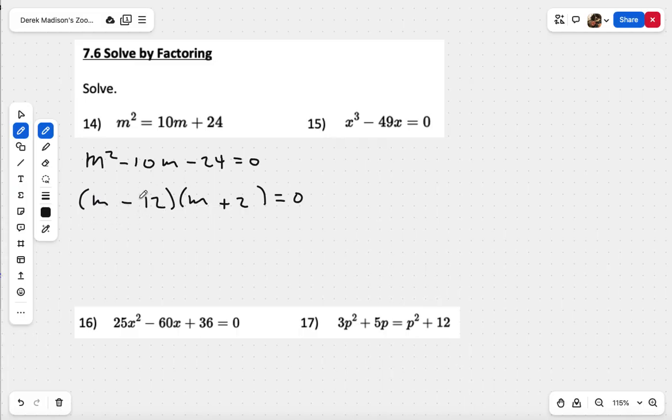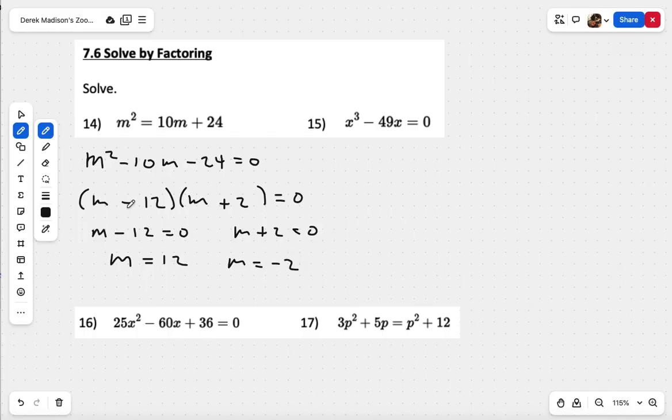From here, we're saying something times something equals 0, so that can only be true if one of these is 0. So to figure out what that would be, I can literally just set it to 0. M minus 12 equals 0, add the 12 over, and m equals 12. If I do the same thing here, m plus 2 equals 0, subtract the 2 over, m equals negative 2.